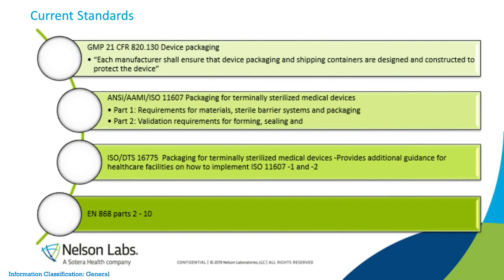The last document in the list is the EN 868. Part 1 is harmonized with the 11607 document. Part 2 through 10 have specific information regarding the different material combinations. For example, if you're looking specifically at Part 2, you would be a manufacturer using sterilization wrap, whereas if you were looking at Part 5, this is applicable for sealable pouches.